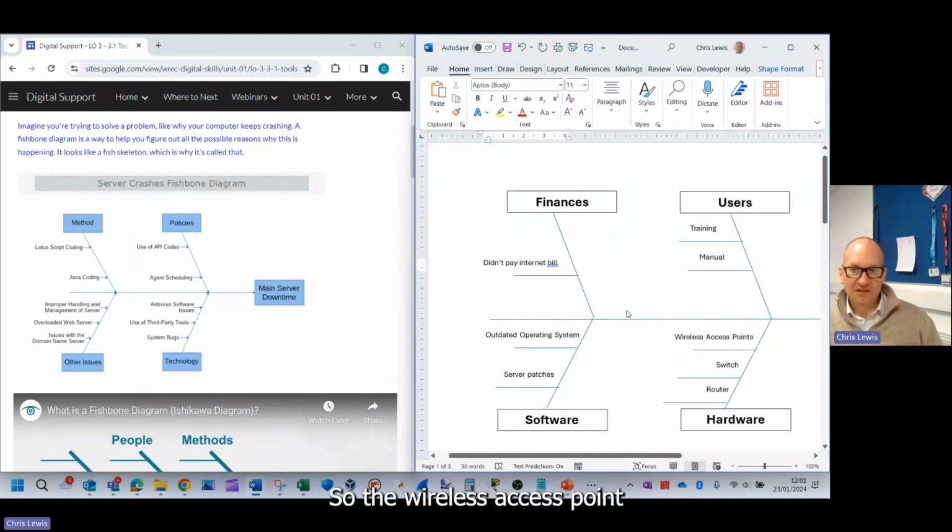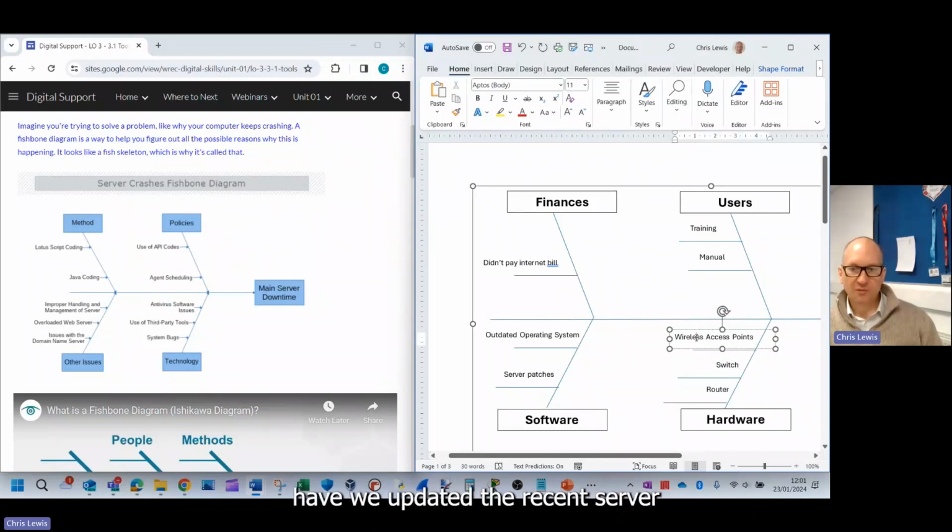We go, okay, is it the wireless access points? No. Is it the switch? Is it the router? Have we updated the recent server patches? Is it an outdated operating system? We didn't pay the internet bill, so we pay that, and then the internet comes back online.